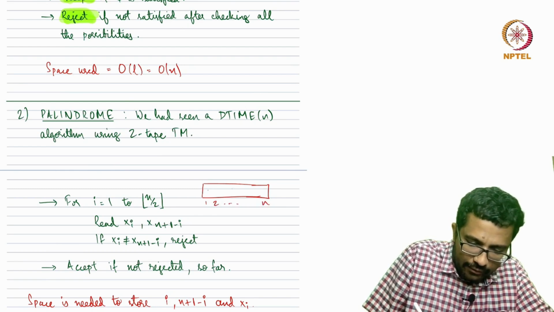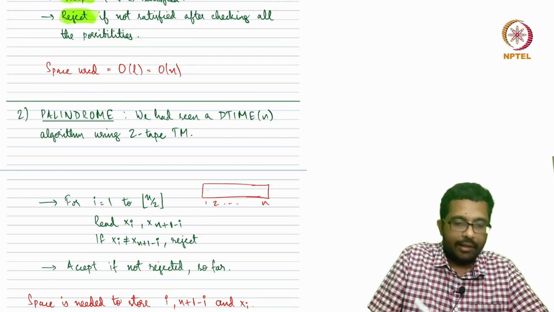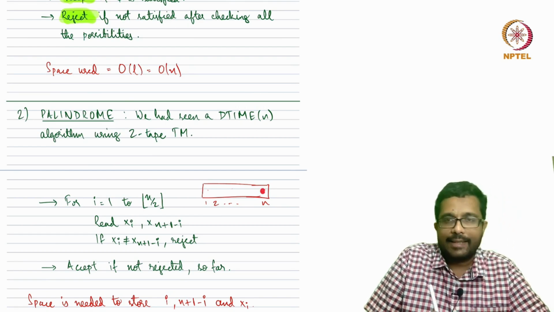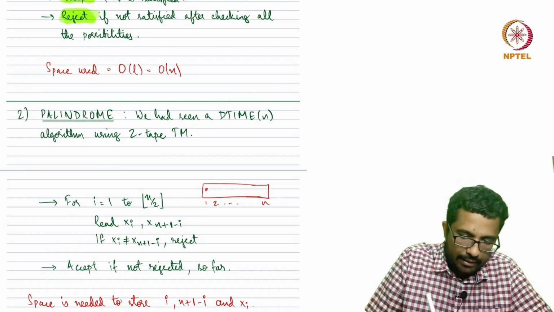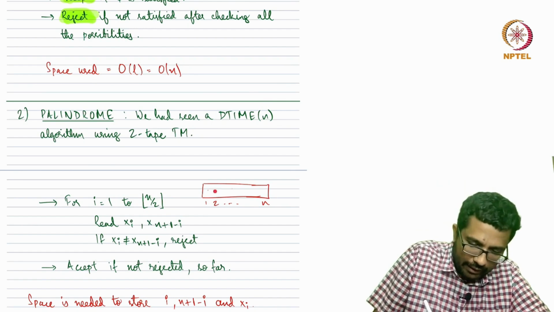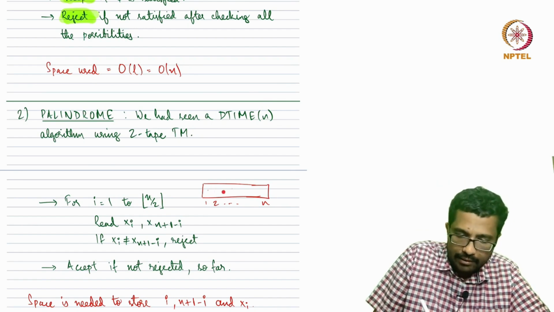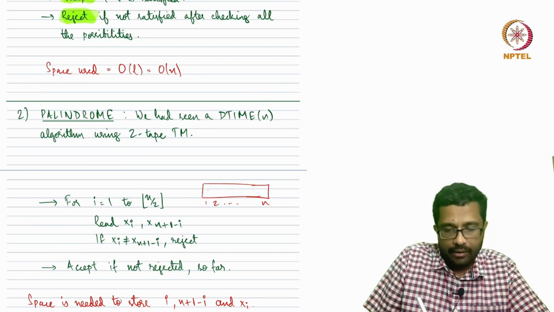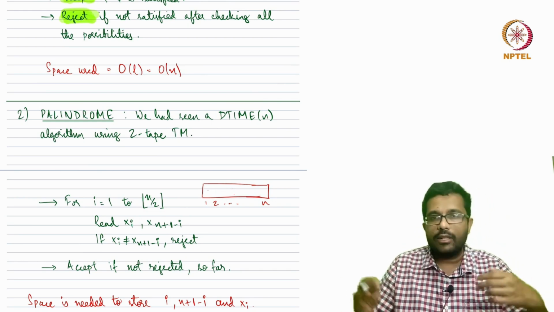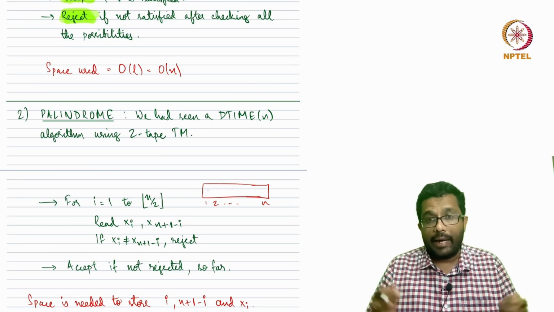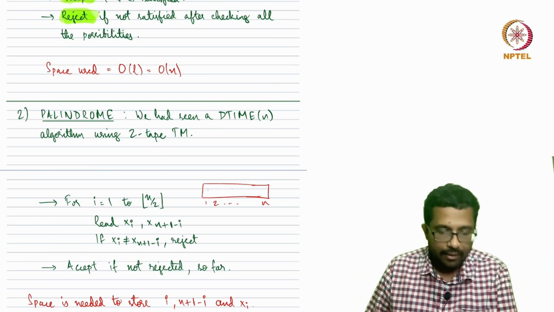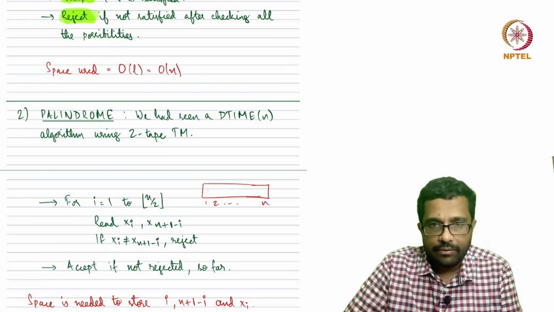We first check the first symbol x1 and the last symbol xn, and see if they are the same. If they are not the same, we immediately reject. Otherwise, we continue. Then we check x2 and x(n-1), x3 and x(n-2), and so on till we get to the midpoint. That's a very simple, straightforward algorithm. You reject if any of these pairs are not equal. You accept if you don't reject till then.